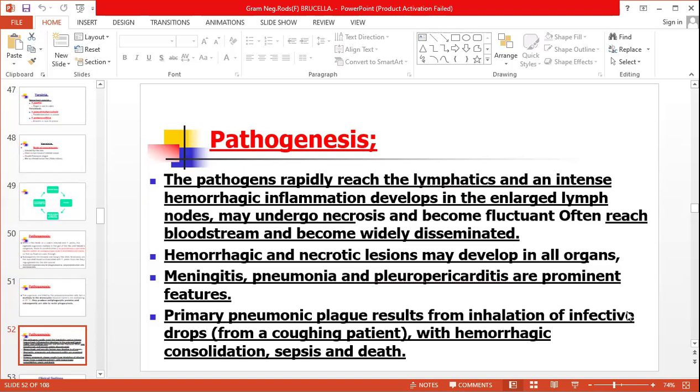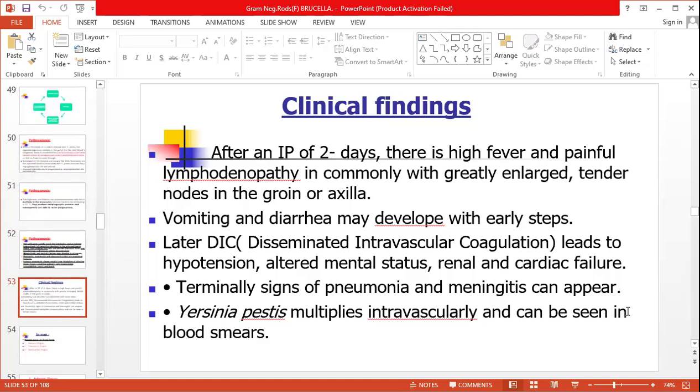Hemorrhagic and necrotic lesions develop in all the organs. Meningitis, pneumonia, and pleuropericarditis are prominent features. After an incubation period of 2 days, there is a high fever and painful lymphadenopathy, commonly with greatly enlarged tender nodes in the groin and axilla. Vomiting and diarrhea may develop early. Later, DIC leads to hypotension, altered mental status, and renal and cardiac failure. Terminally, signs of pneumonia and meningitis can appear.